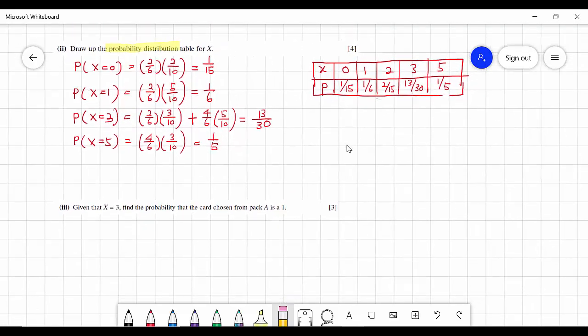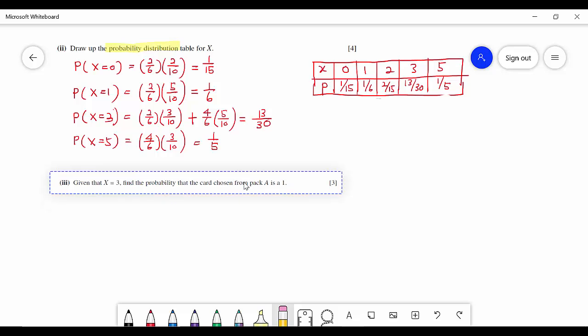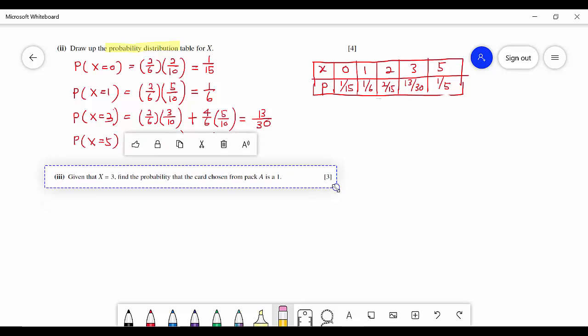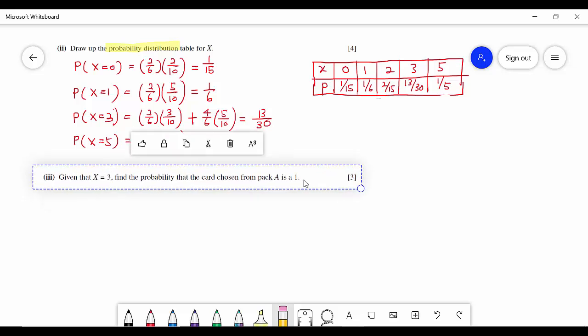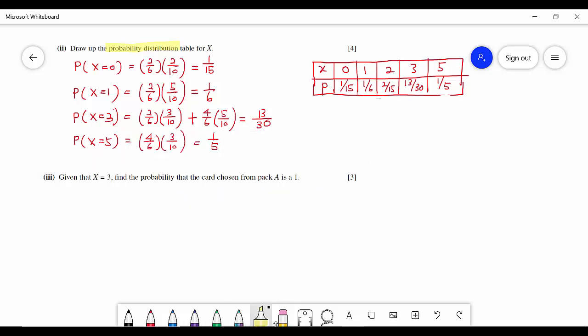Then if we continue to part number 3, for question number 3, they want you to calculate the probability. Highlight the words 'given that'. The words 'given that' tell you that this is a conditional probability. This is a keyword. So, given that x equals 3, find the probability that the card chosen from pack A is a 1.